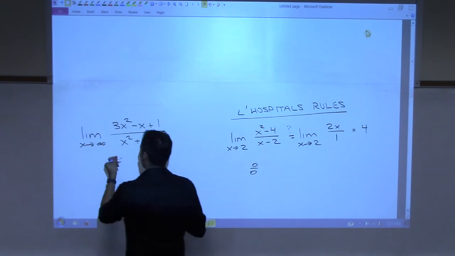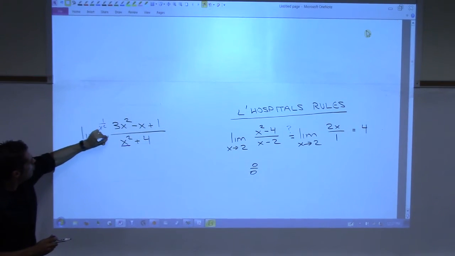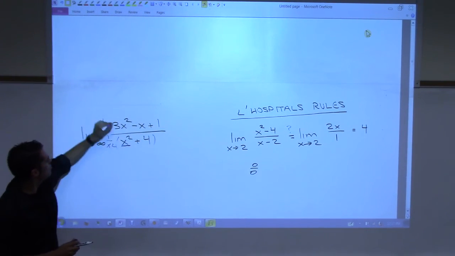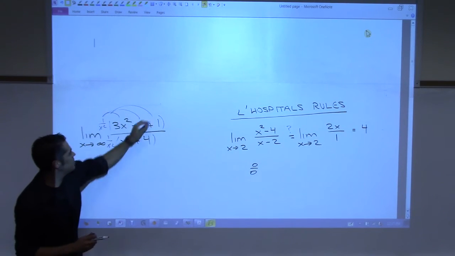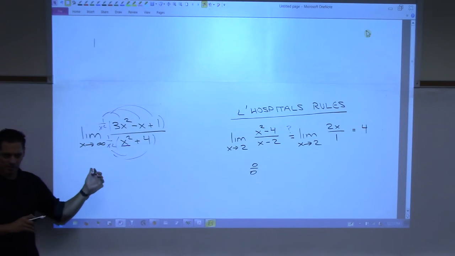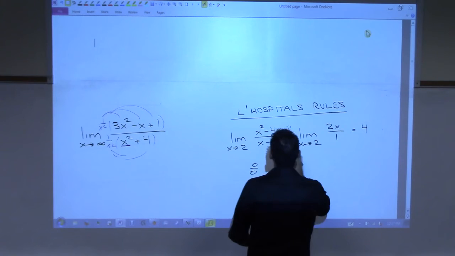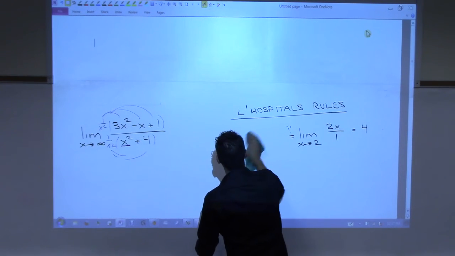Yeah, exactly. You would look at the highest power of x down here. You would come in with a 1 over x squared here, a 1 over x squared here. You would distribute it through like this, this, this, and this, and then you would get things to go to 0. Hopefully that rings a bell. That's the way we were doing it. But I wonder if it would work this way too.